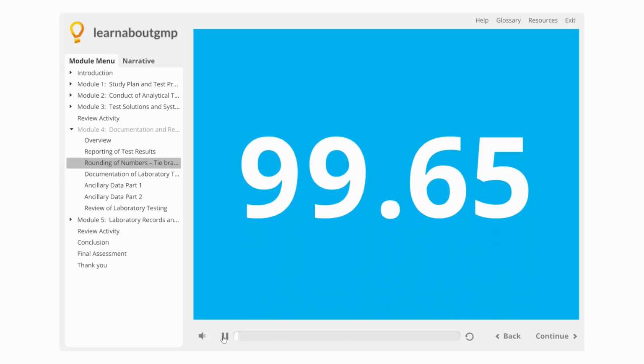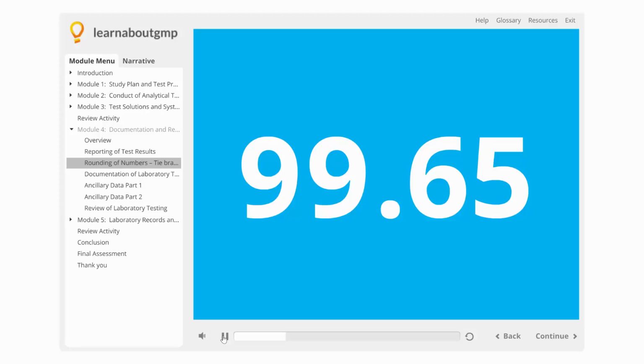Rounding of numbers, tie-break rules. If the final figure in the truncated results is 5, as in 99.65%, there is a statistically equal chance that the number preceding the 5 could be either 6 or 7. In such a case, it is necessary to establish a tie-break rule.